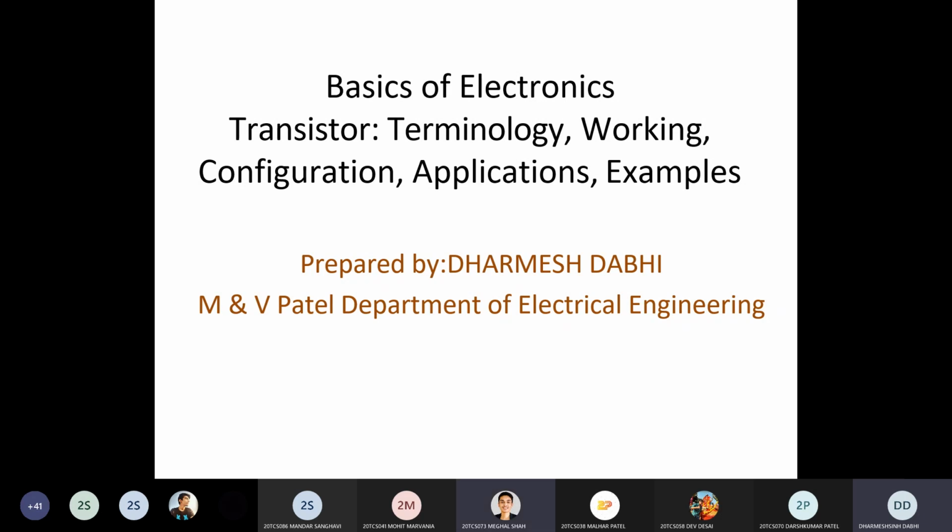NPN and PNP transistors. Yes, very good. NPN transistor and PNP transistor. So how is this name given? NPN transistor and PNP transistor. What is the difference between these two?